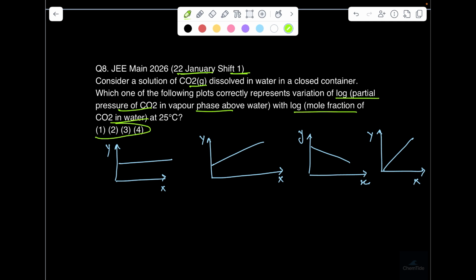So these options were given. The option was the graph, so I have written it separately. Now let's find out which graph is right.